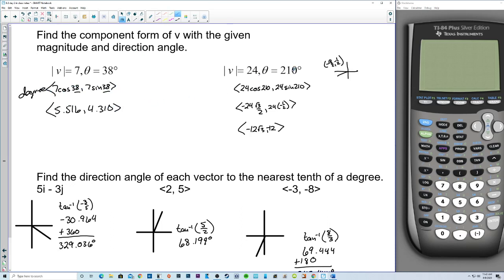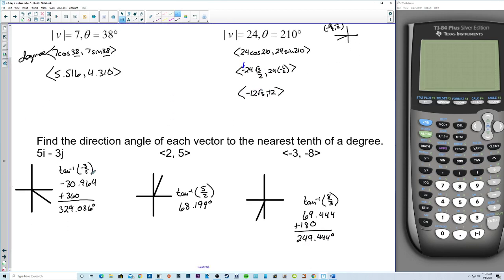Now over here, we know about 210. It is one of the pi over 6s. And so 210 is negative square root of 3 over 2 and -1/2. So the cosine of 210 is negative. There's the negative right there. 24 square root of 3 over 2, and then 24 times -1/2. So you get -12 square root of 3 and -12, because 24 divided by 2 is 12.